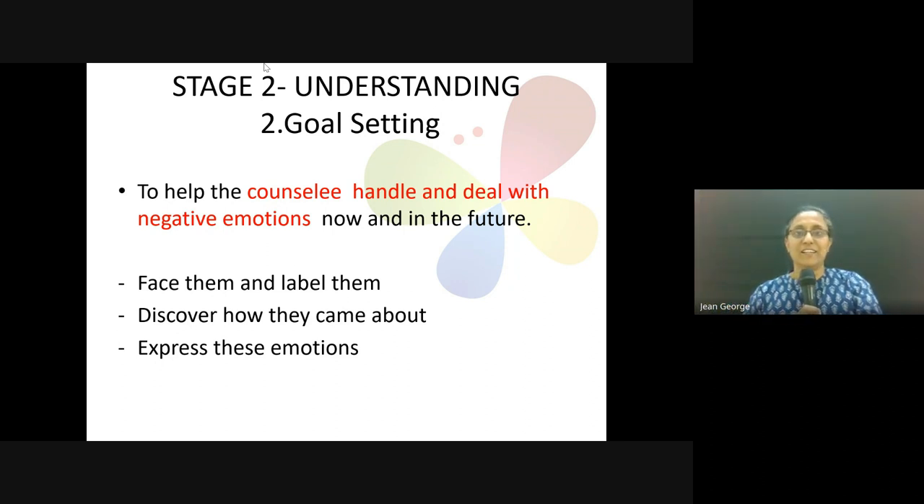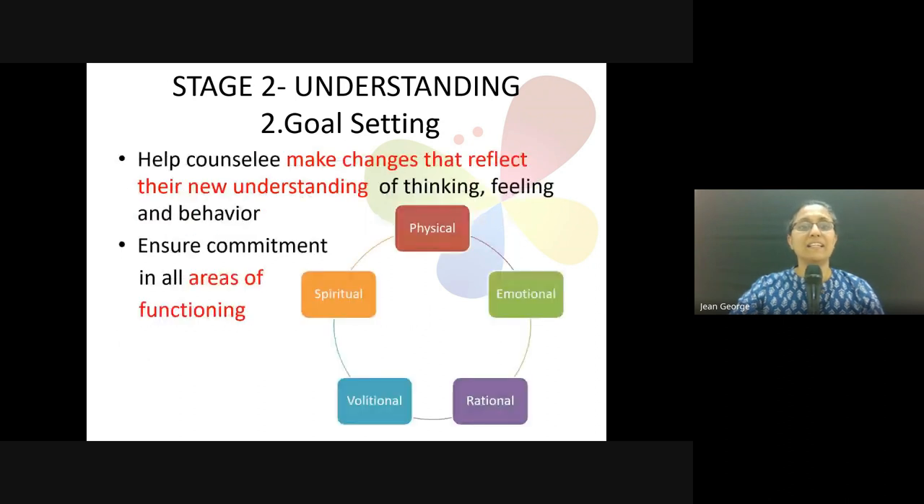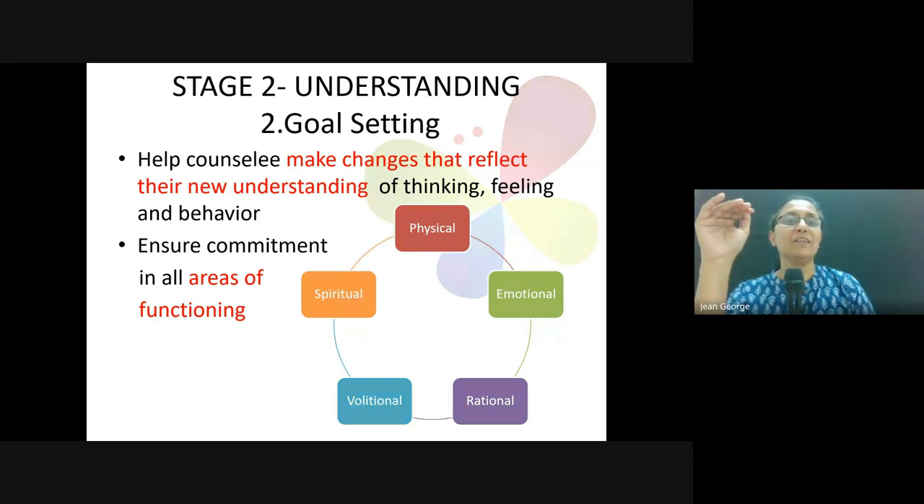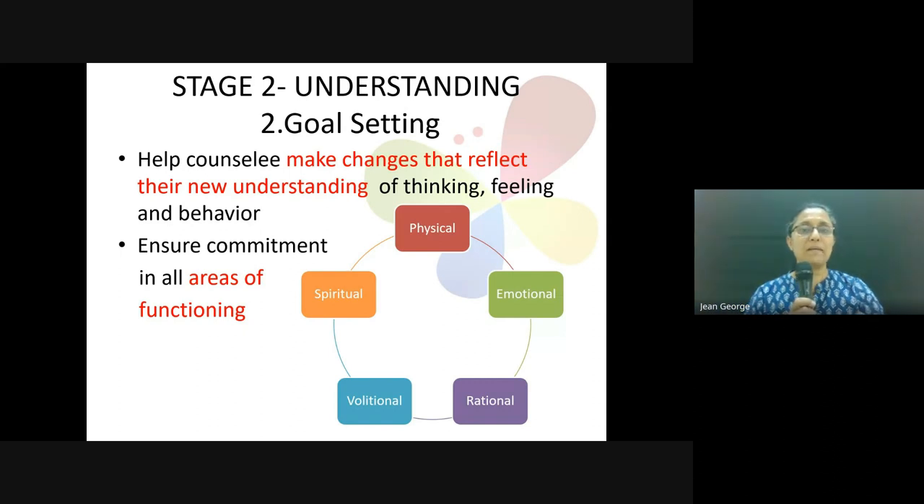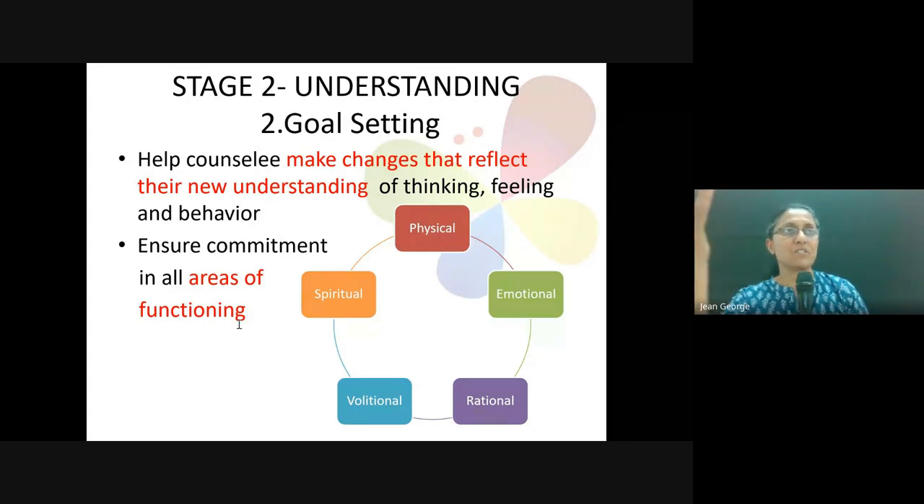Okay. Once we have helped them handle, first we said beliefs. Second we said is the emotions. Then what you're going to do is to help them make changes in the different areas of their lives. So what areas are you getting them to change? Maybe their physical area, their emotional, which is what we did earlier, their thinking, their volitional, and their spiritual. You're helping them make that change that reflects their new understanding.